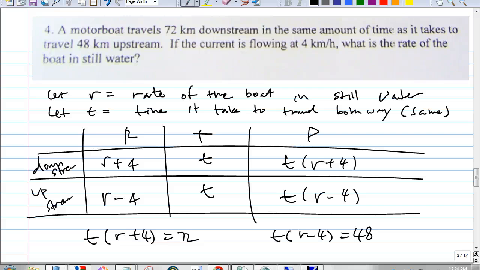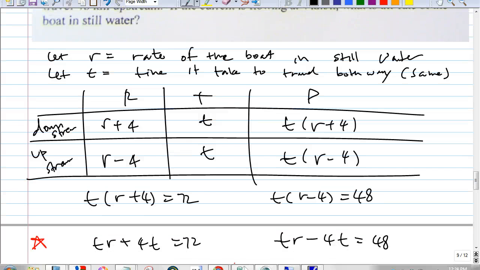I really wanted to go over this question because you will see this on your homework, and because we're going to get some equations where you have to be careful in solving these, doing the addition method. Okay, so first of all, can I simplify these any further? No, you can't. So I'm going to just distribute t in both cases. Now I get tr plus 4t equals 72, tr minus 4t equals 48, right?